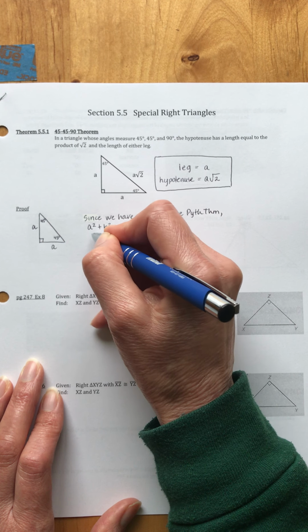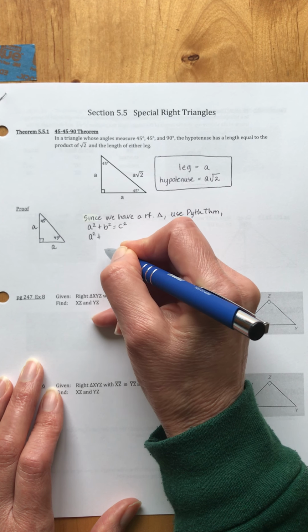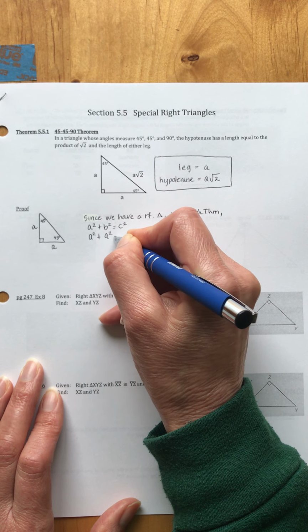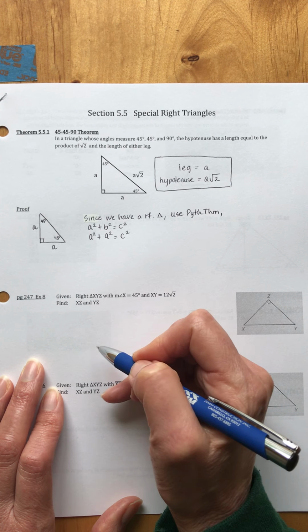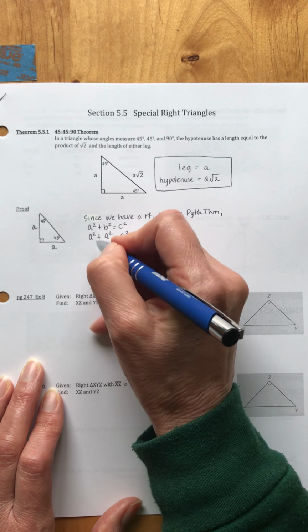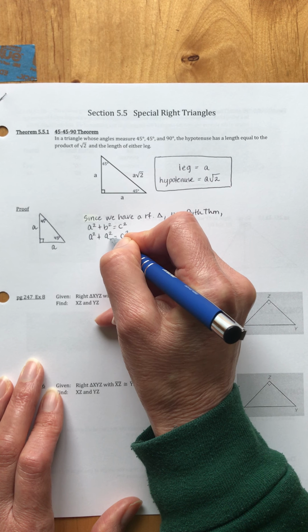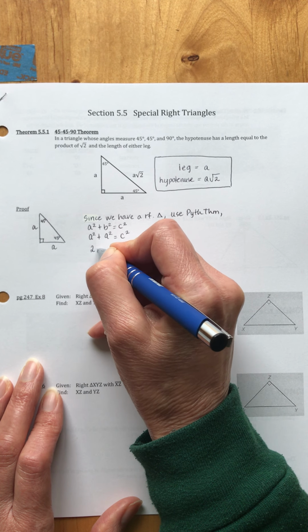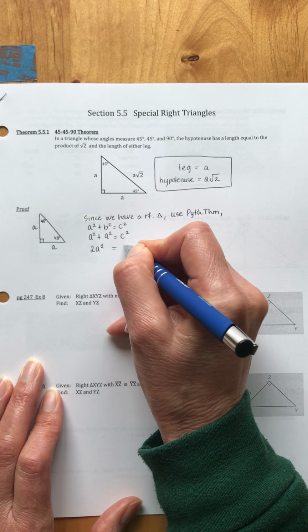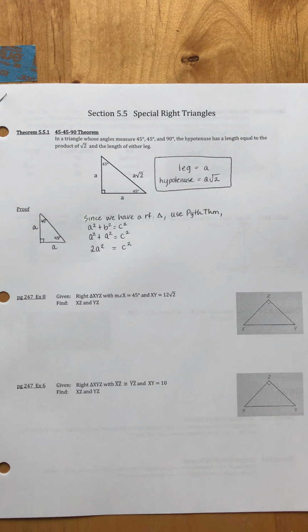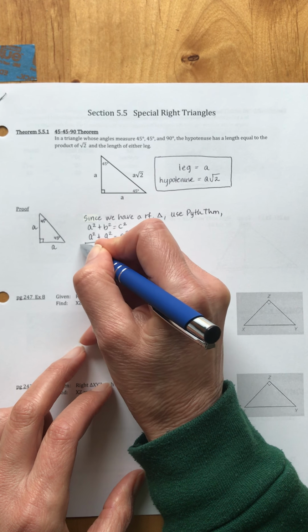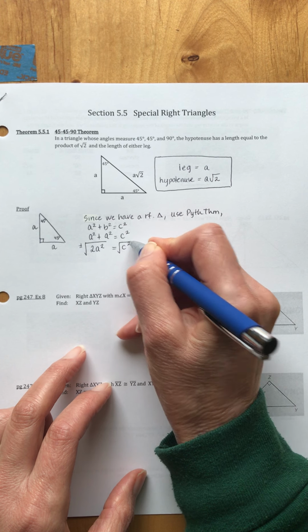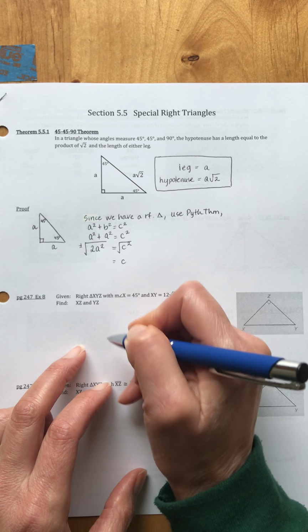So instead of A squared plus B squared, we want to say A squared plus A squared. They both measure A. And then we're going to solve for C and see what this side ends up being. When we have A squared plus A squared, that's 2 of those, so 2A squared equals C squared. And remember, we're solving for C, so we're going to take the square root of both sides, putting in a plus and minus.